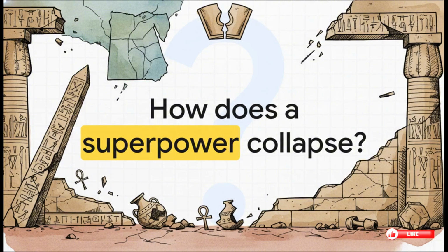How does a superpower just collapse? And ancient Egypt is such an amazing case study because it wasn't some big foreign invasion or one single disaster. Nope. This was a slow fracture, something that happened from within. So how on earth did the land of the pharaohs end up so divided?